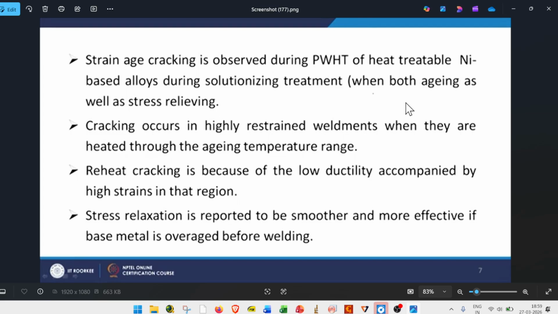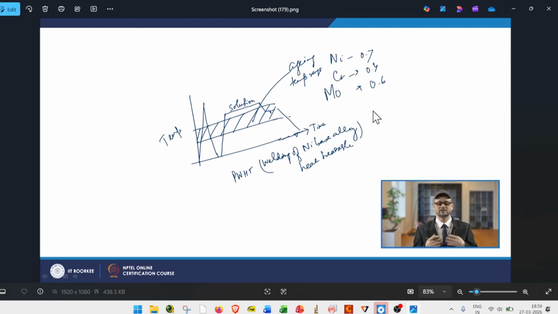Okay, strain cracking is observed during the post weld heat treatment of the heat resistant nickel based alloy during the solutionized treatment and during aging or stress relieving. So you can see here, it is the welding process. Here we do the solutionization. In the solutionization process, these carbides will again dissolve into the constituent elements.